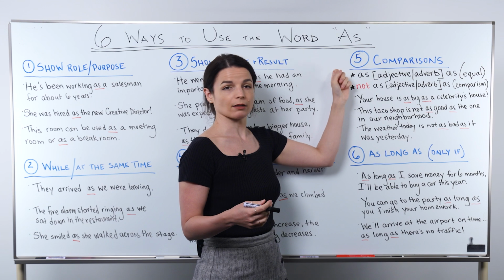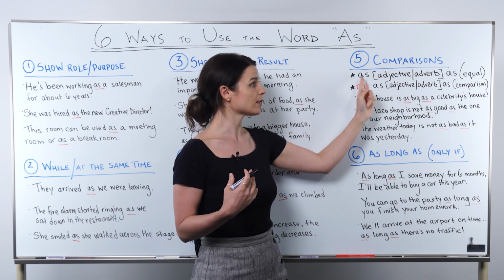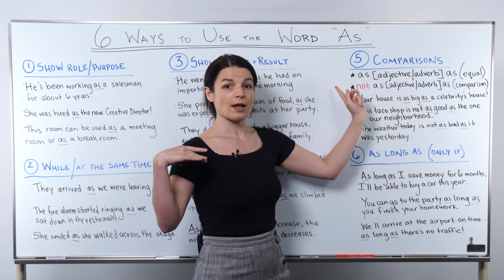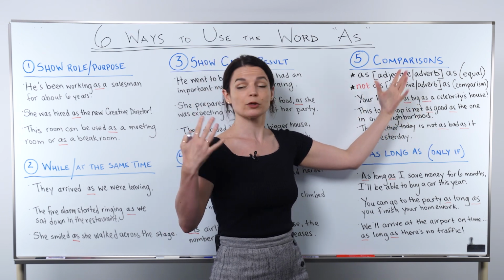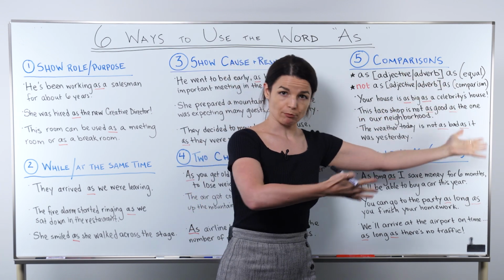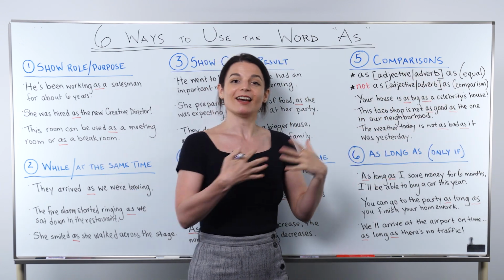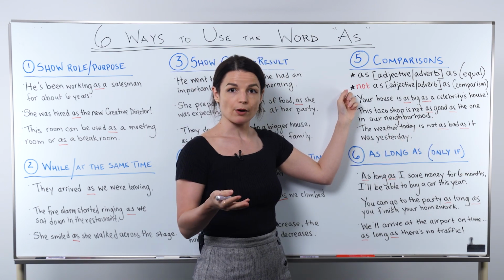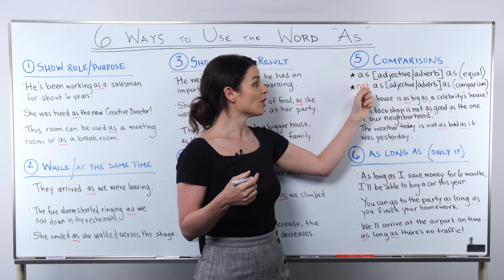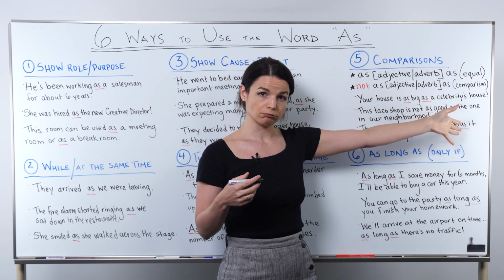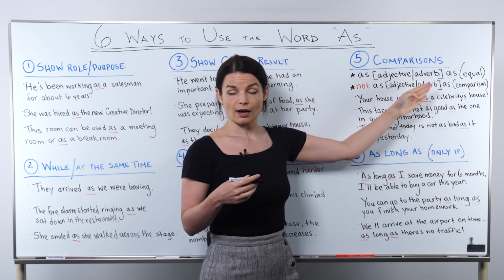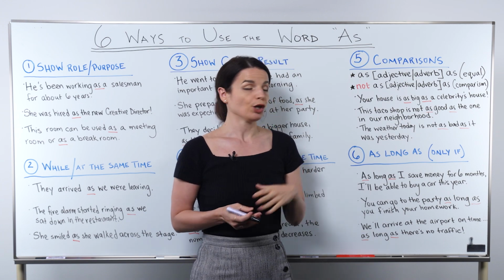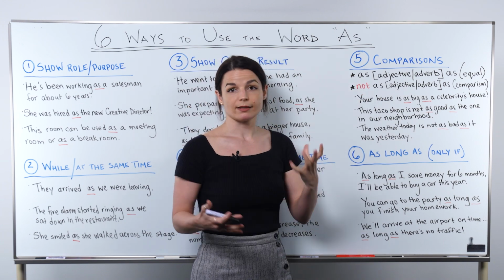So we use "as" in a couple of different patterns. We use "as" to express that two things are equal with this pattern: noun A is as adjective, or sometimes adverb, as noun B, right? So this thing is as something as noun B. Or we can also express a comparison with a negative, "not as something," okay? So A is not as adjective as B, for example. So we use this "as" pattern to describe things that are equal and to make some comparisons.